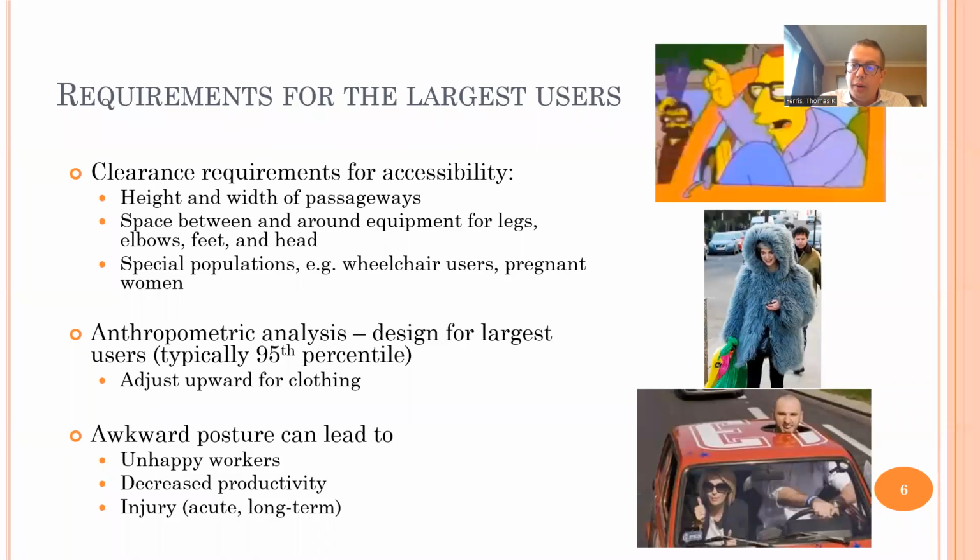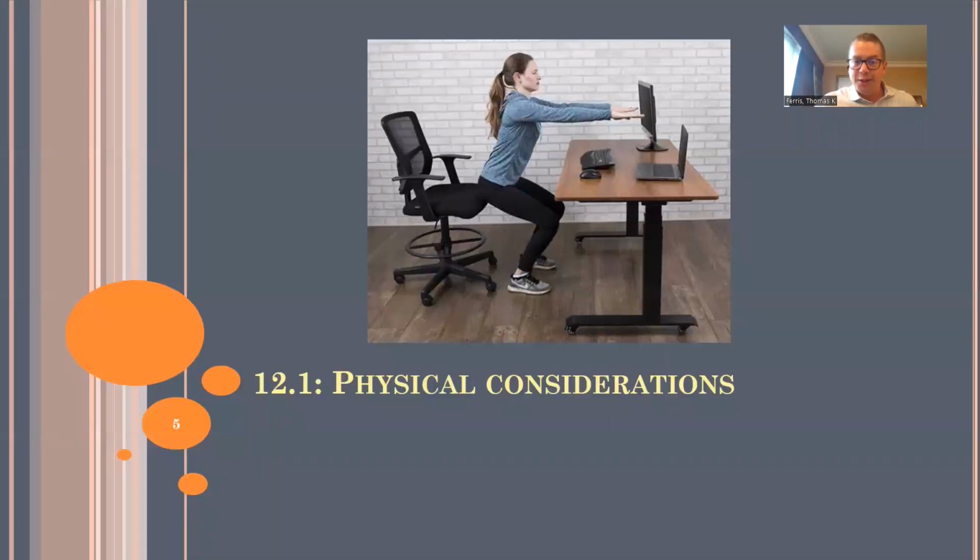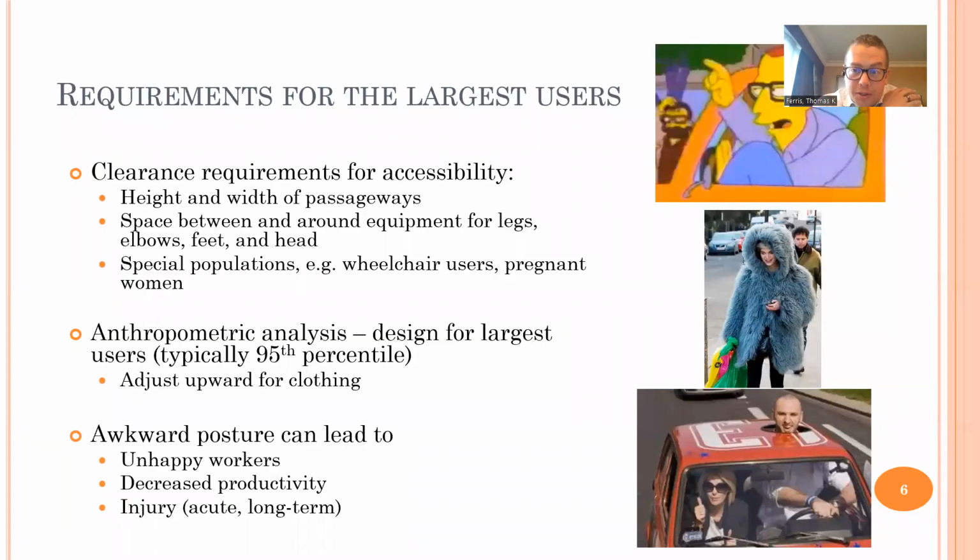Okay, so the way to think about, actually, let me go back. So we're going to go through requirements for largest users, for the smallest users, for maintenance, and then adjustability. And each of those should be able to fit physically the humans that will interface with them. So first of all, let's talk about our largest demographic for our system here, large users.